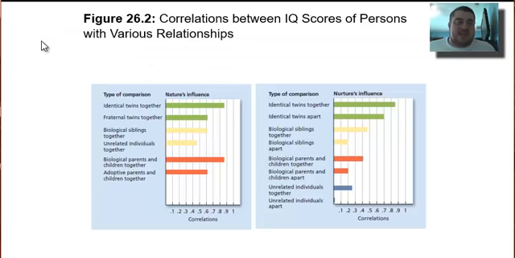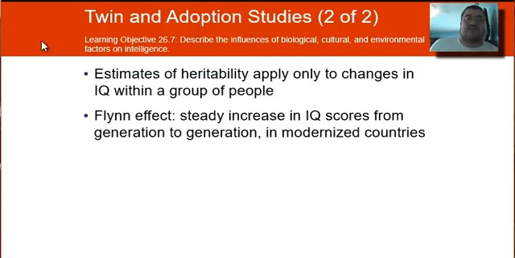Here you can see the effect of nature on the left and the effect of nurture on the right for different groups of people with various relationships. You have identical twins together, fraternal twins together. Basically take a look at that. The degree to which people are related has a better influence on your IQ.